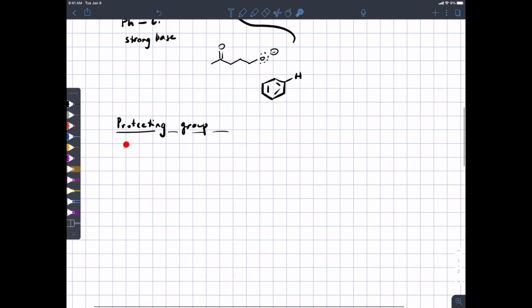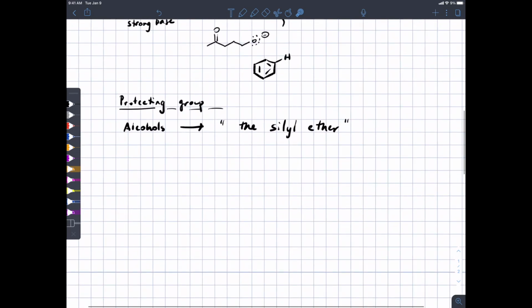And for alcohols, a major protecting group of choice is going to be the silyl ether. What on earth? Okay, well, ethers, you know, are where an oxygen is bonded to two carbons. A silyl ether will be where an oxygen is bonded to a carbon and a silicon instead of two carbons. Silicon's in the same column of the periodic table as carbon. It has different chemistry, but sort of analogous chemistry.